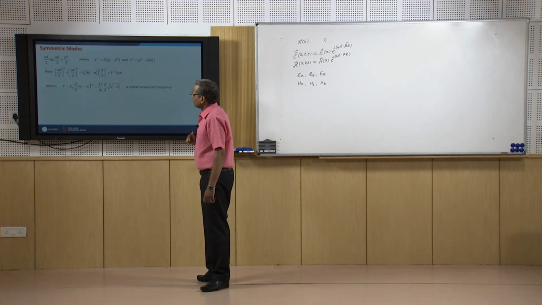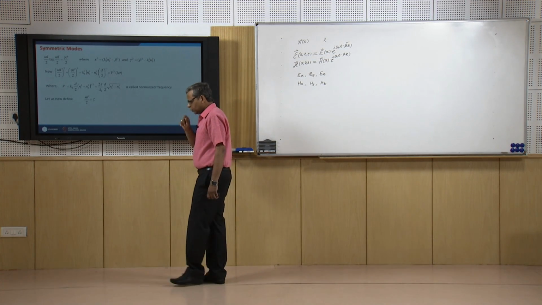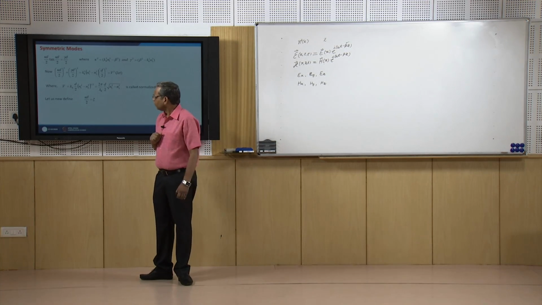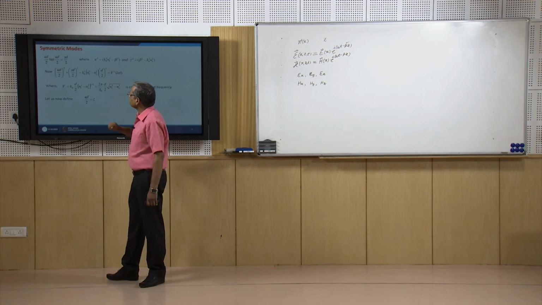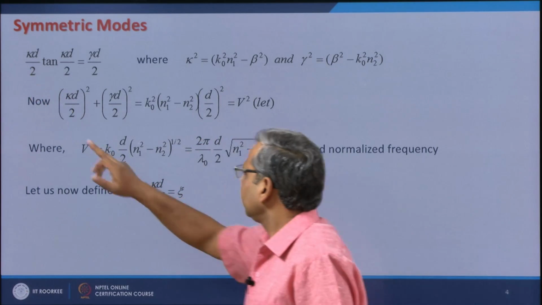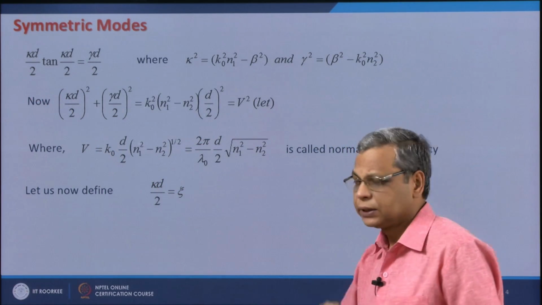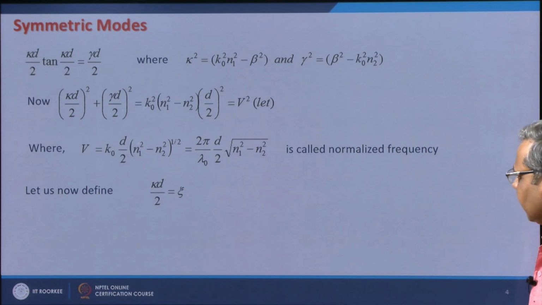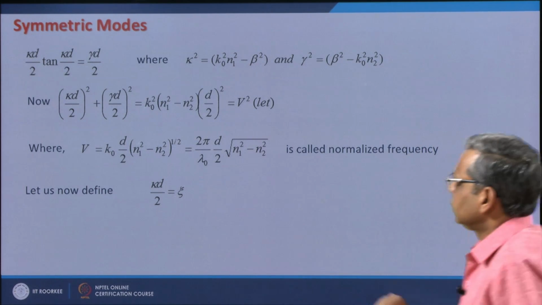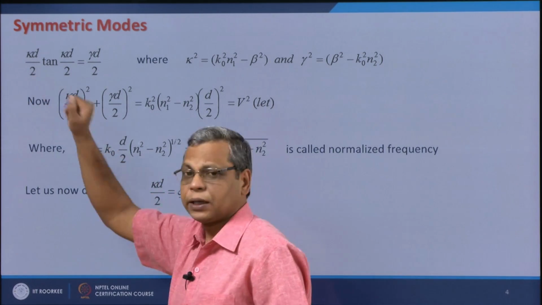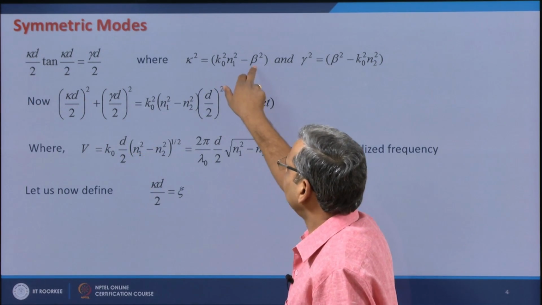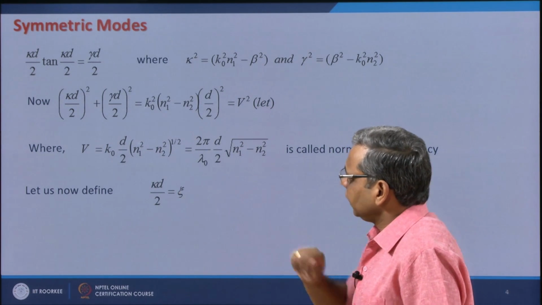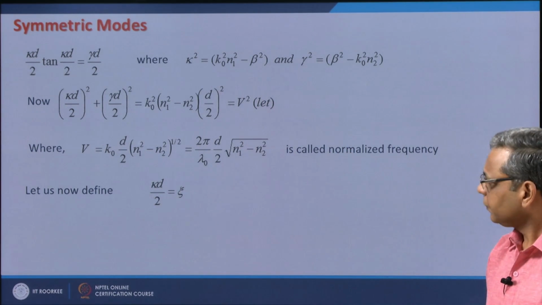So now, in order to solve the transcendental equation graphically, what I do is define kappa d by 2 as some parameter, some variable xi, because this is the transcendental equation in beta. Kappa contains beta, and the only unknown here is beta. So let me define kappa d by 2 equal to xi.